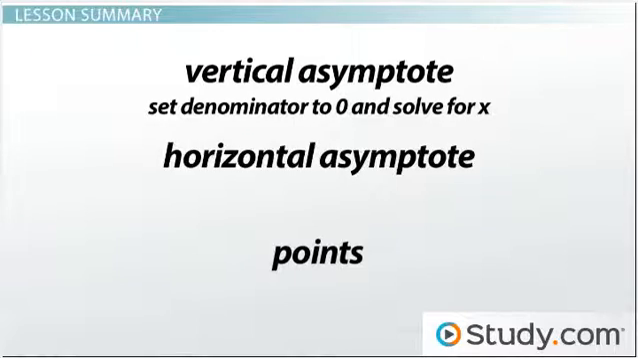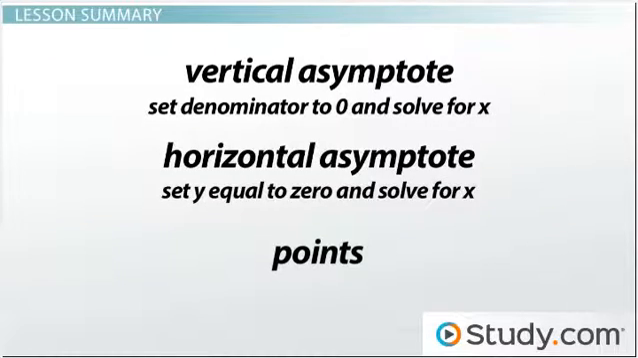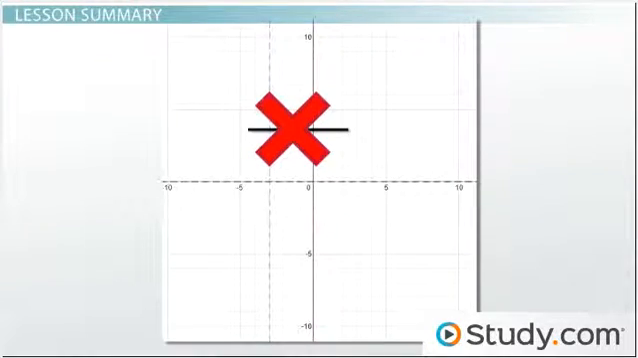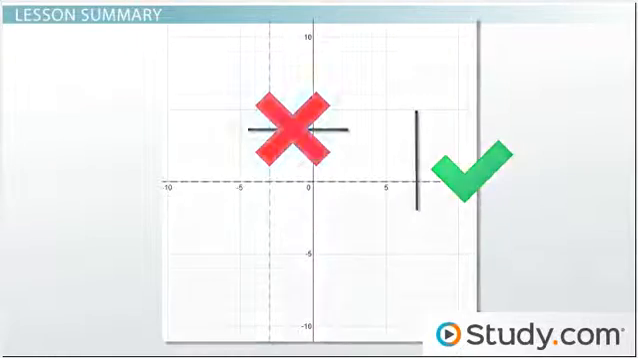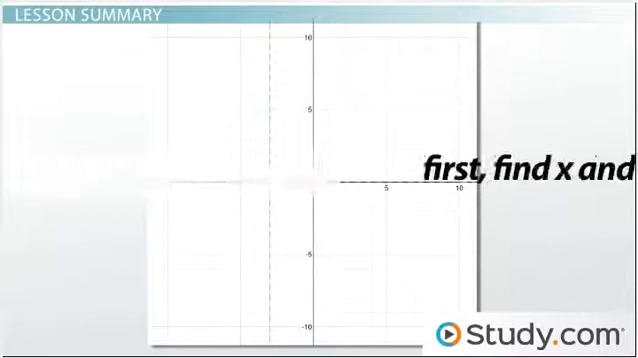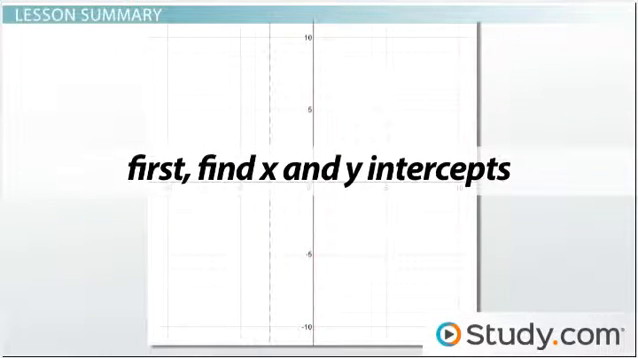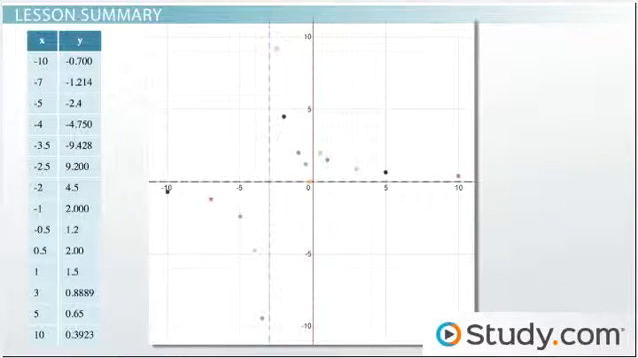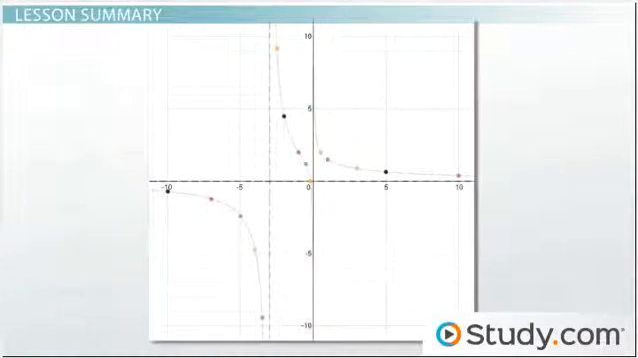We then find our horizontal asymptotes by setting y equal to 0 and solving for x. We know that the graph cannot ever touch a vertical asymptote, but the graph can touch a horizontal asymptote. After finding the asymptotes, we find some points. We see if we can find the x and y intercepts by setting y and x equal to 0 respectively. We then calculate some points as close to the asymptotes and then farther away from them to see what kind of behavior the graph has. Then we connect the dots to finish graphing the rational function.